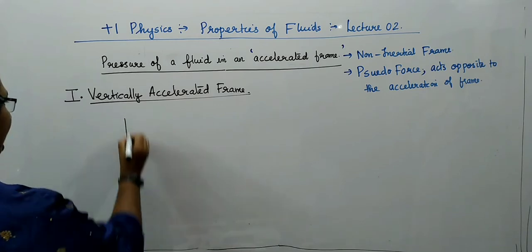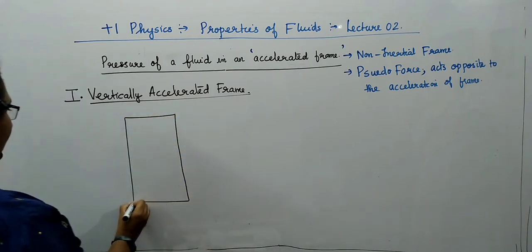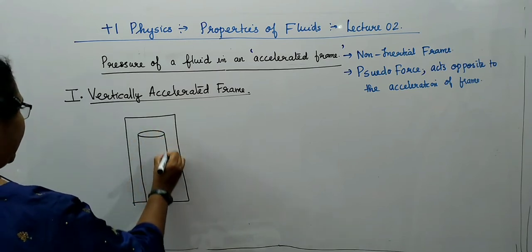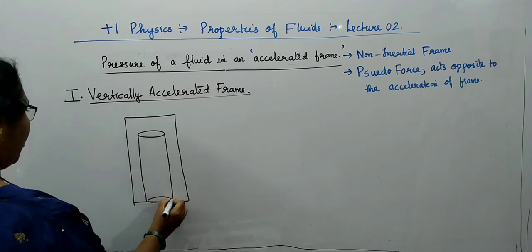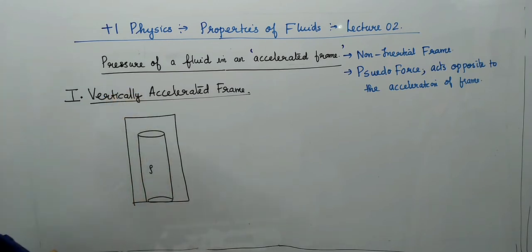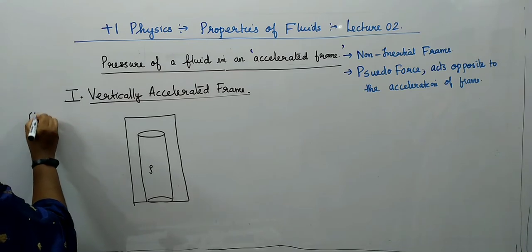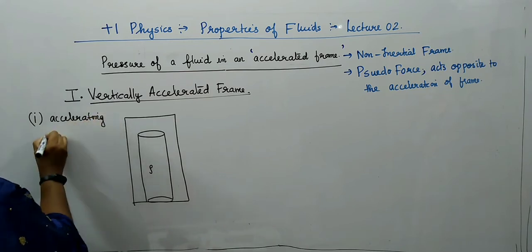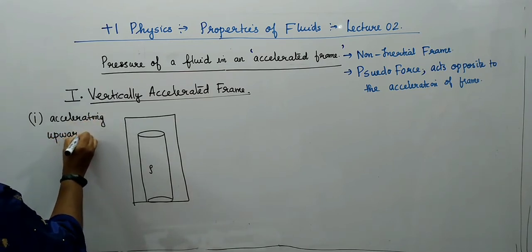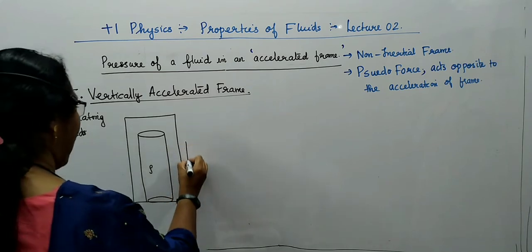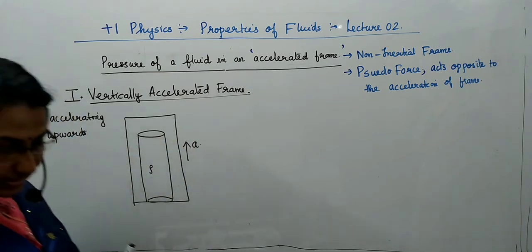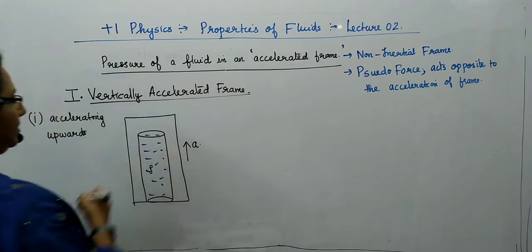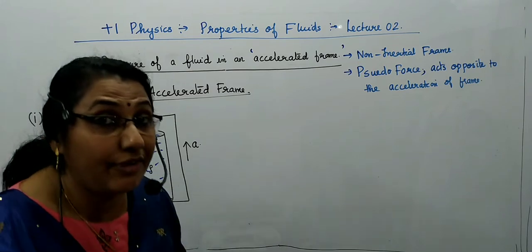Here also, suppose we have taken a lift, and a cylinder which is filled with a fluid of density rho is placed inside this lift. The first condition: the lift is accelerating upwards. That is, the acceleration of the lift is upward and it contains a fluid like this. So take the free body diagram.